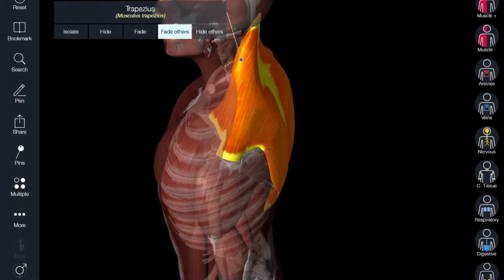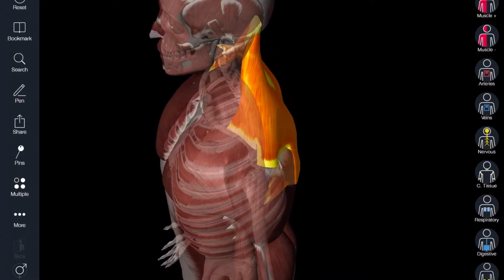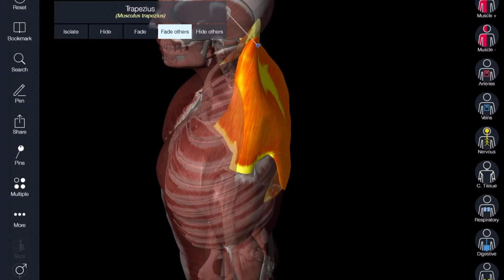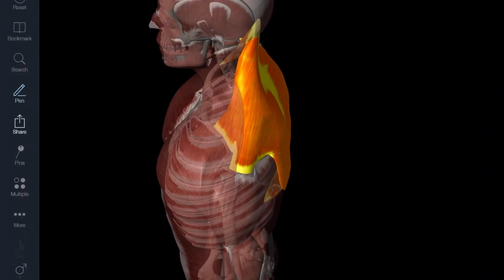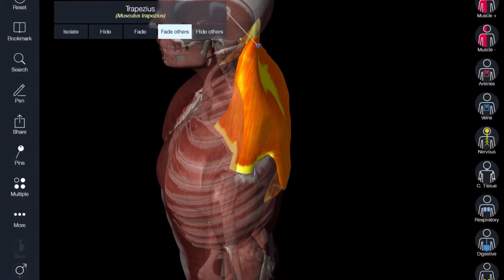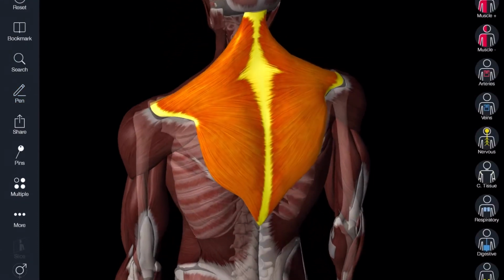So again, let's fade these others so we can see trapezius here. So that's the insertion of trapezius. It is, again, the lateral 1/3 of the clavicle. It's actually a little more for trapezius, but the lateral clavicle, the acromion process, and the spine of the scapula. Exact attachments of deltoid, only it's the insertion for trapezius and it's the origin for deltoid. Okay, so that one's pretty easy.